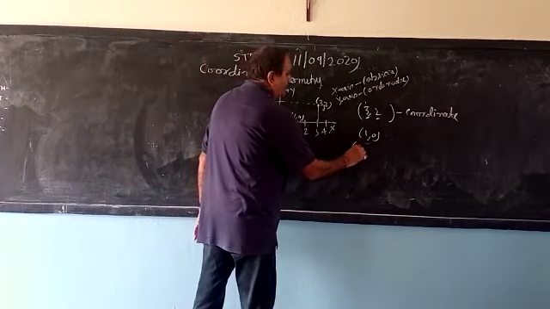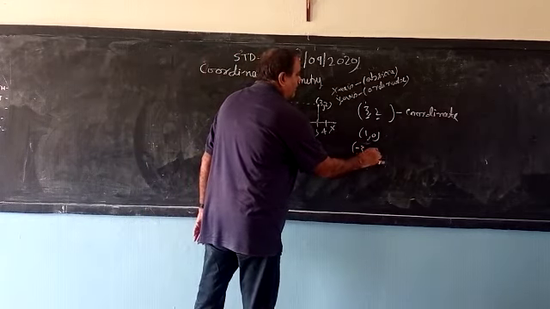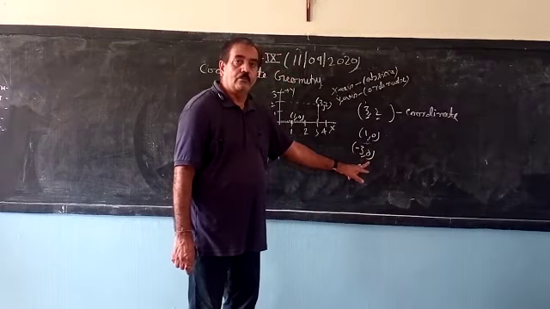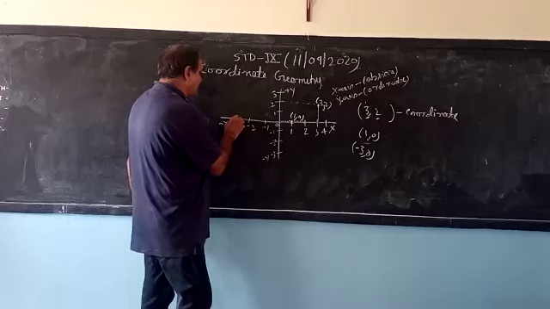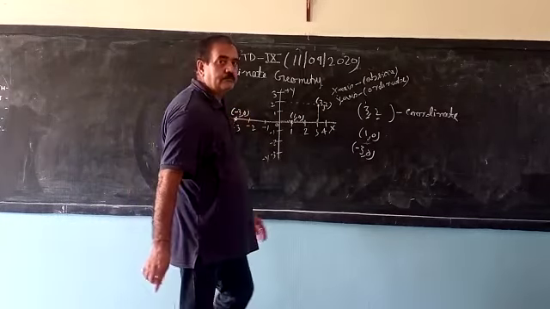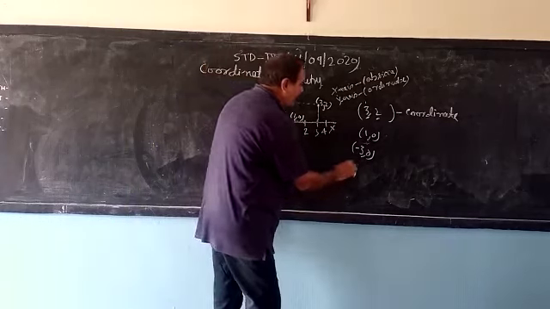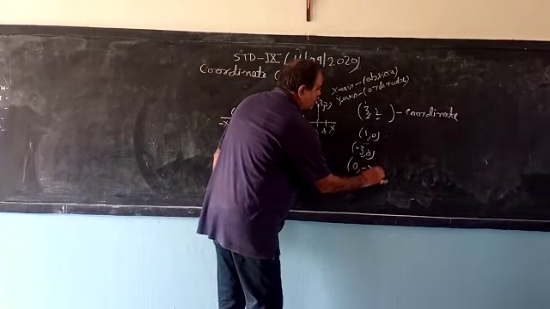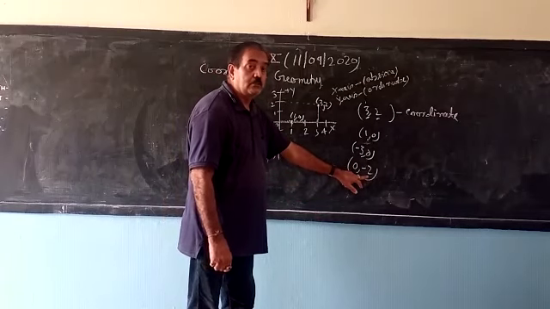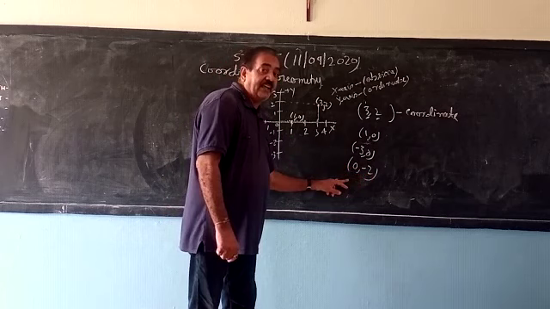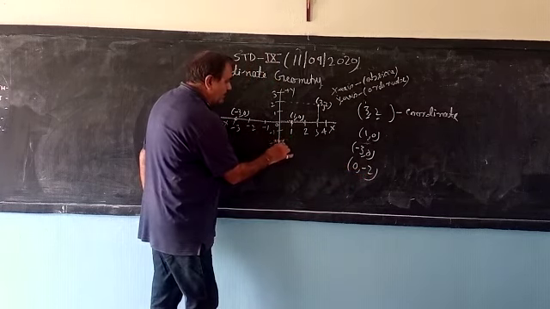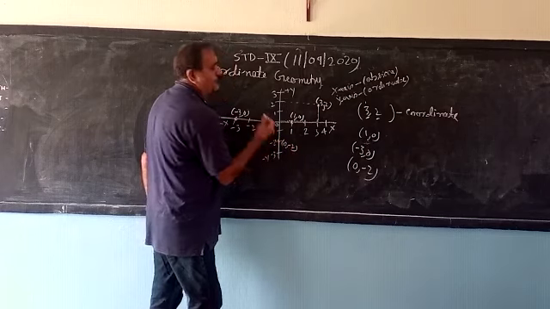If (minus 3, 0) is given, the x value is minus 3 and the y coordinate is 0, so this is the point (minus 3, 0). If (0, minus 2) is given, the x value is 0 and y is minus 2, so it will lie on the y-axis, not in a quadrant. This is the point (0, minus 2).